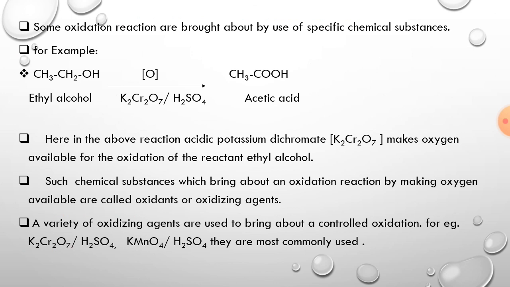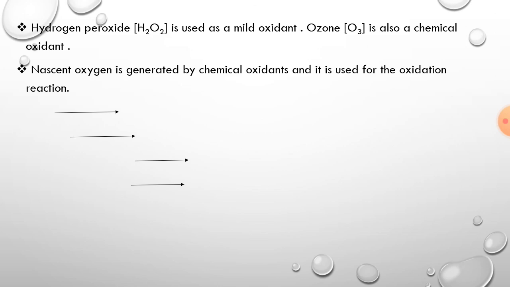A variety of oxidizing agents are used to bring about oxidation. For example, K2Cr2O7 and H2SO4, which we have used in our above equation, and KMnO4 and H2SO4 are the most commonly used in the reaction. Then hydrogen peroxide H2O2 is used as a mild oxidant, and ozone, that is O3, is also a chemical oxidant. Nascent oxygen is generated by a chemical oxidant and it is used for the oxidation reaction.